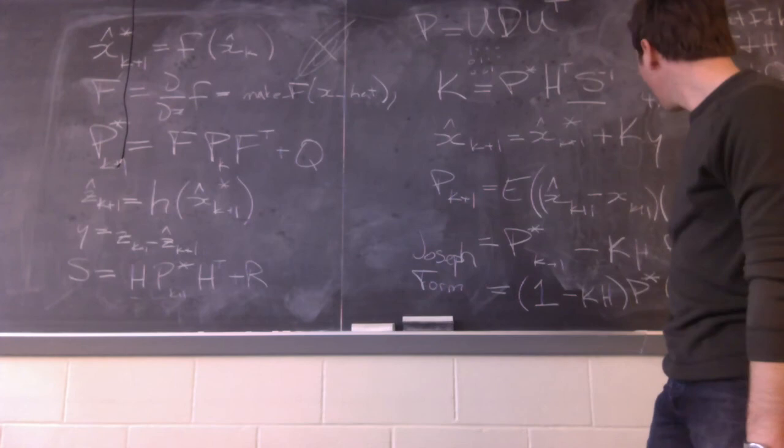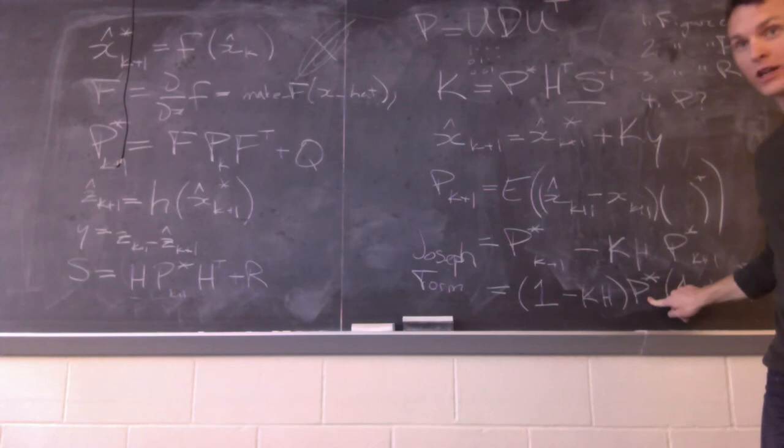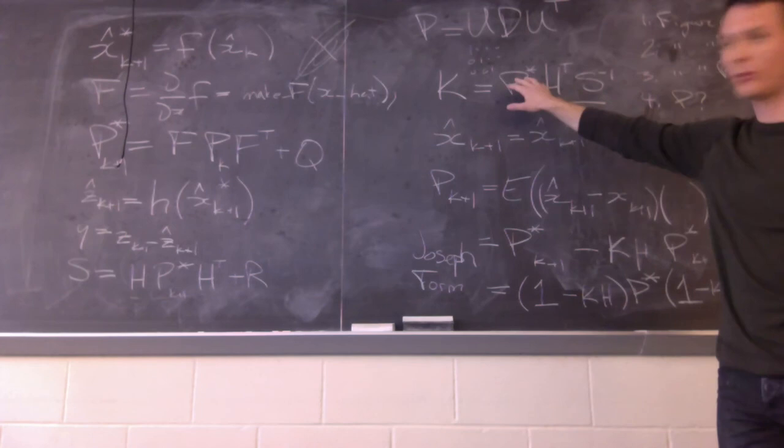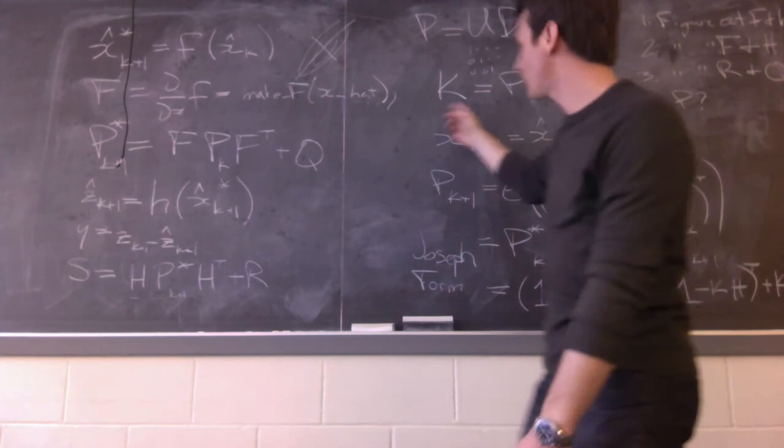Then this no longer gives you this. In fact, this is the right form. This is a simplified form only in the case that K is optimal. When would you want K to be half, or half of that? You want to govern how far you go from the prediction to the measurement.